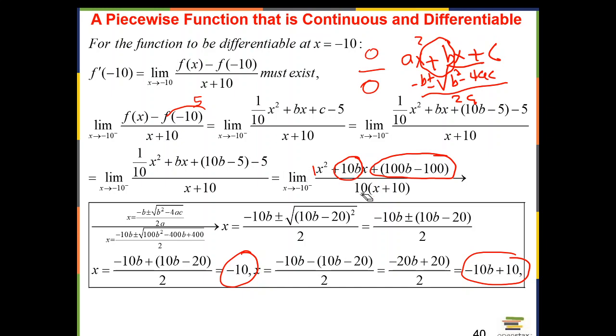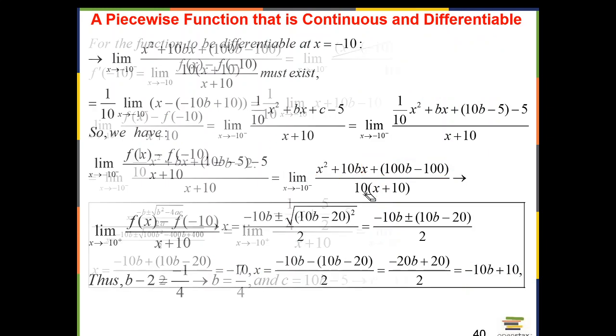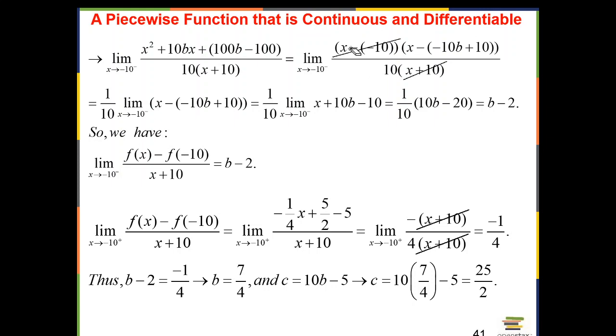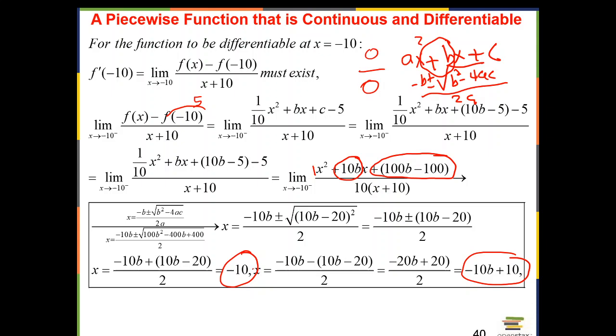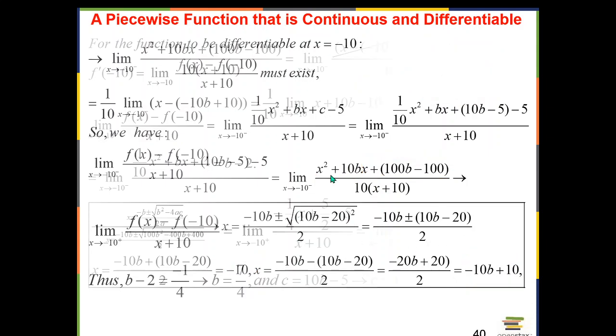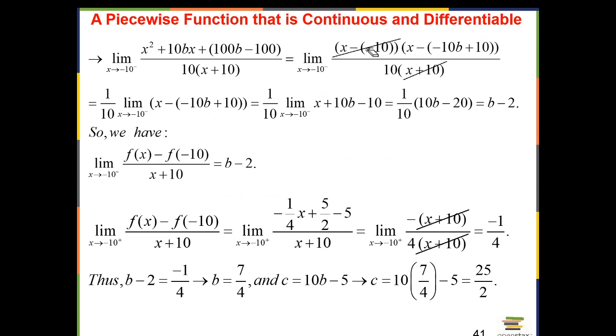So now we can factor the numerator. So let's do that. So here we go. One of them was, let me go back to show you, negative 10 and one of them was negative 10b plus 10, right? So it would be x minus negative 10 and x minus negative 10b plus 10. Those are the two factors. And right away, we know this cancels that. So we end up with 10 in the denominator. We can bring it out, write it as 1/10.